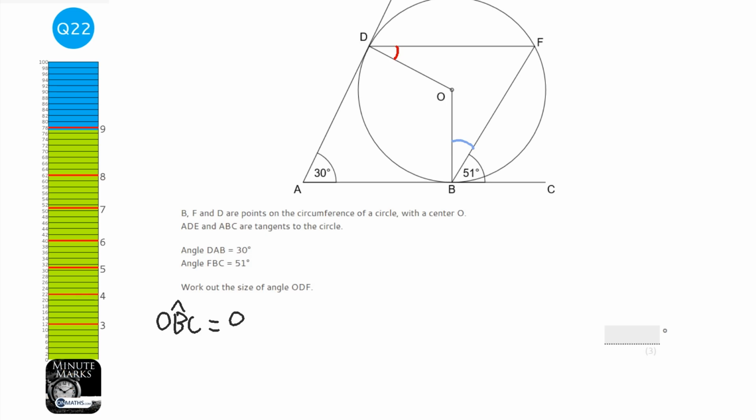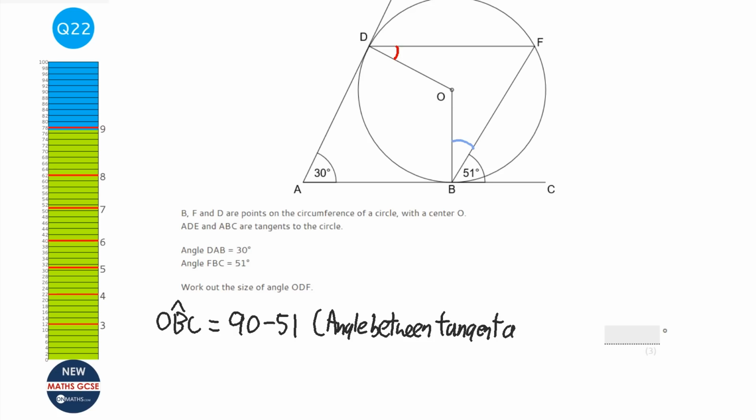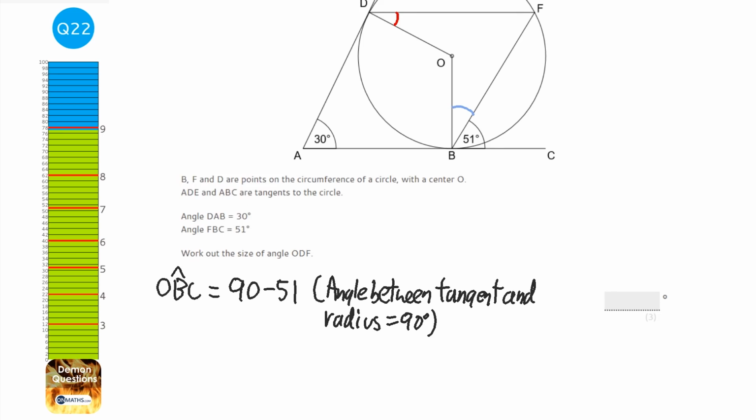And we know that that's going to be 90 take away 51, and the reason is that angle between tangent and radius is 90 degrees, and that's one of the circle theorems. So AC is a tangent, and OB, because O is the centre, is a radius. So the whole thing's going to be 90. So I'm going to do 90 take away 51, which is 39 degrees. So we know that that's 39 degrees.